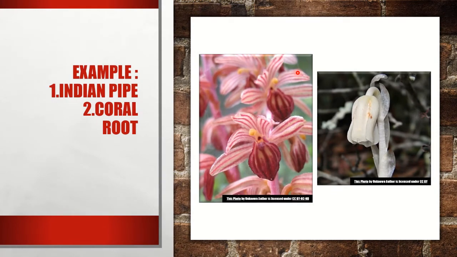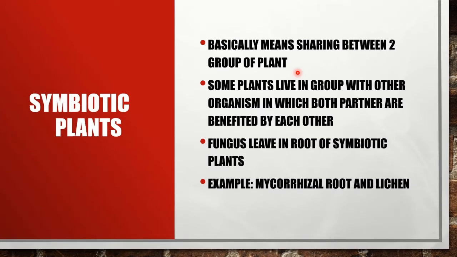Now we will see about the symbiotic plants. Symbiotic basically means sharing between two groups of plants. Some plants live in a group with other organisms in which both partners benefit from each other, and this kind of association is called symbiosis. Such plants are called symbiotic plants.